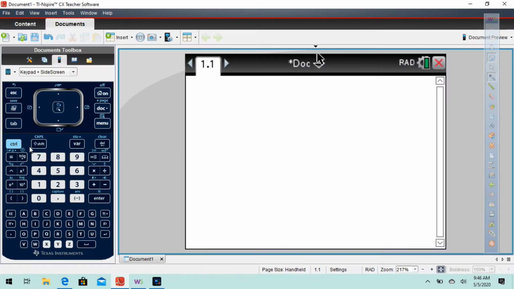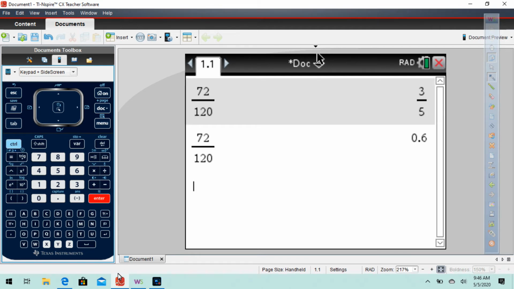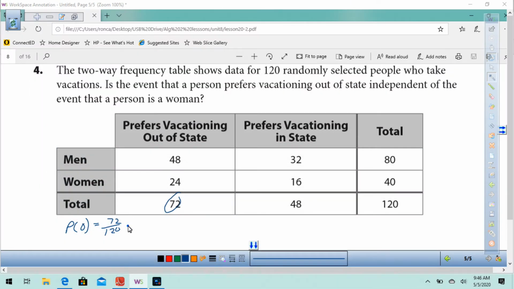And let's see what that is. 72 divided by 120 equals 0.6.